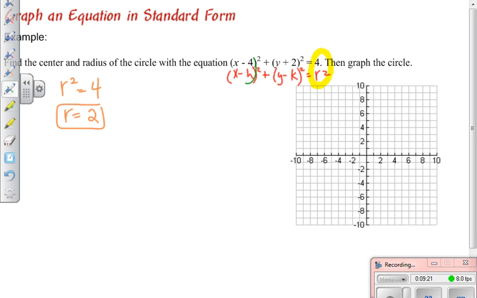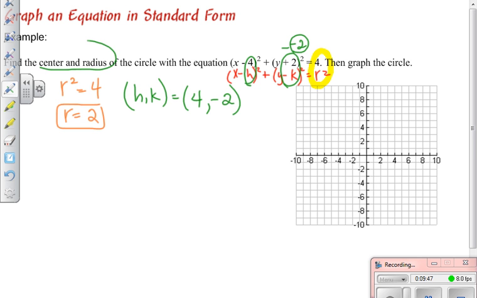If I start looking here, h is 4 because the formula matches, minus minus. But here, my formula doesn't match. So I have to think about this plus sign as minus minus 2. Now I have y minus minus 2, y minus k. That means k is negative 2. So there is my center and my radius to graph: (4, negative 2). There's my center. Count 2 in every direction, and there is my circle.